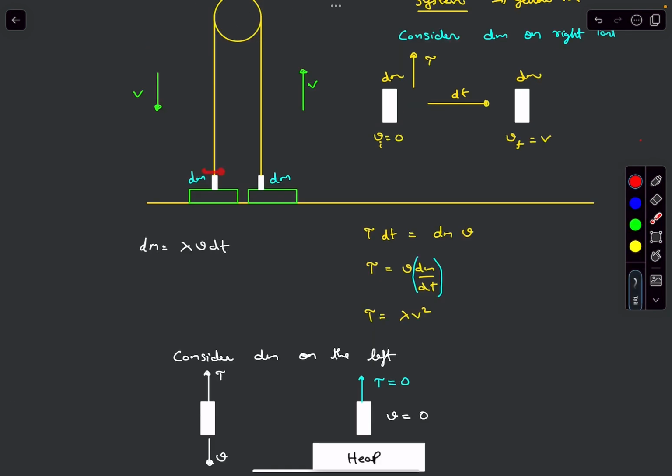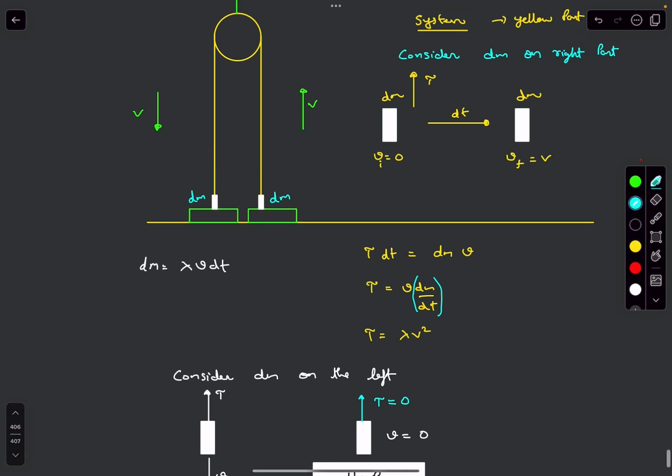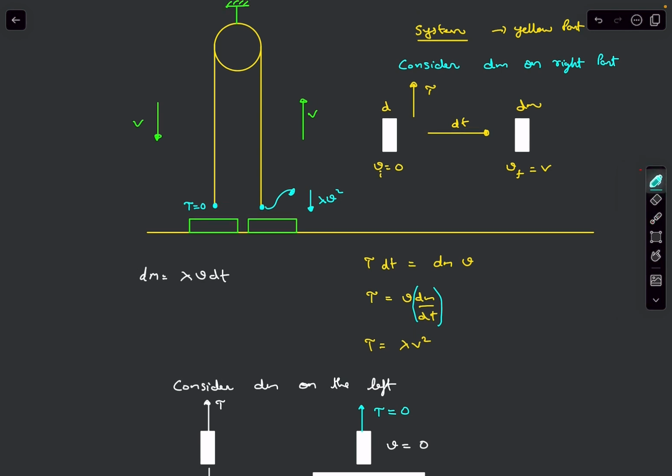Because again, our system under study is this particular part over here. So we are only interested in the tensile forces at these two points. We don't care about the force that the heap applies on the dm. Now let's get rid of these two dm masses. So we figured out the tensile force right above the dm mass on the right. At this particular point, lambda v squared will act in the downward direction. And for the dm on the left, we just figured out that the tension force will become equal to zero the moment the dm mass hits the heap. Okay, so now we have the forces at the ends.